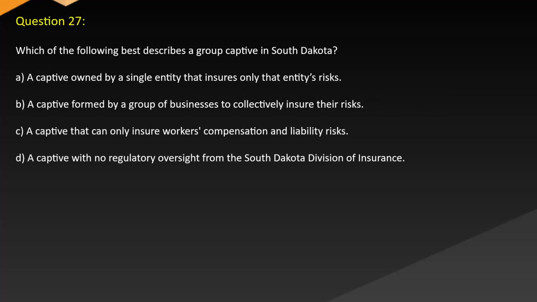Question 27. Which of the following best describes a group captive in South Dakota? A. A captive owned by a single entity that insures only the entity's risks. B. A captive formed by a group of businesses to collectively insure their risks. C. A captive that can only insure workers' compensation and liability risks. D. A captive with no regulatory oversight from the South Dakota Division of Insurance.